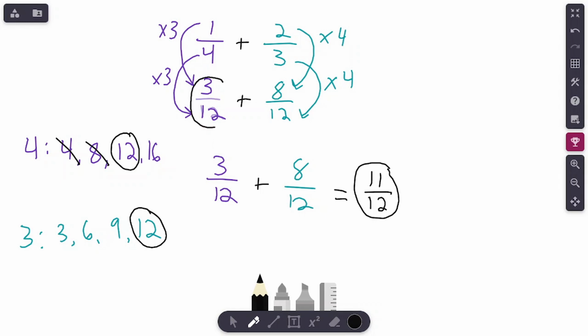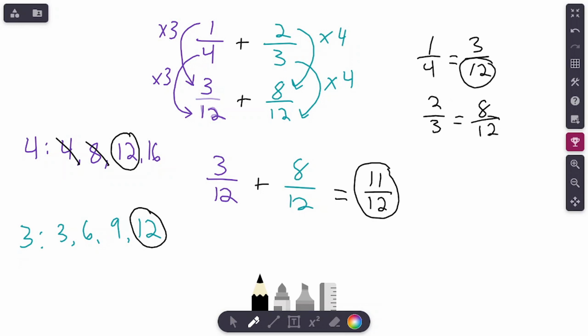This fraction here, 3/12, is that just a magical fraction that we created? Is this fraction 8/12 just a magical fraction we created because they both have denominators of 12? No, they're not just magical, okay? 1/4 is equal to 3/12. 2/3 is equal to 8/12. Okay, we created equivalent fractions, purple and purple, green and green. We created equivalent fractions that have the same denominators.